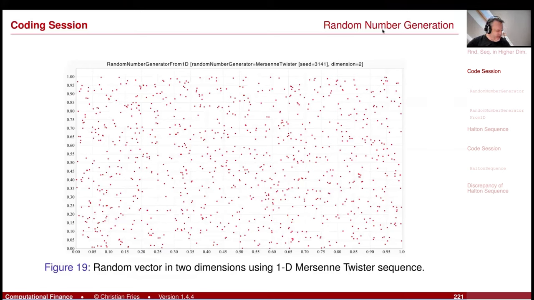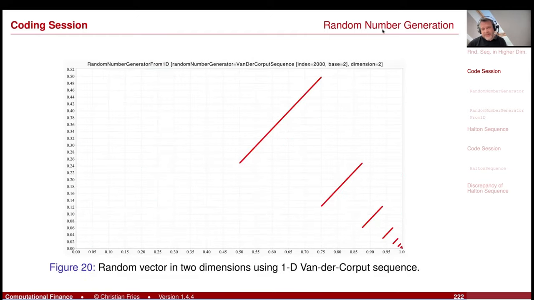These are the two pictures that we have generated, also in the script. This here is the random number generator from 1D that internally uses a Mersenne Twister with a certain seed. It looks quite nice, but you see you have this problem that there are some regions that are not very well filled, with the discrepancies. Other regions have maybe too many points, like here. But now if you use a low discrepancy sequence, a one-dimensional one, so I use my random number generator from 1D, but internally I use, and that's a mistake, a van der Corput sequence, I get this result.